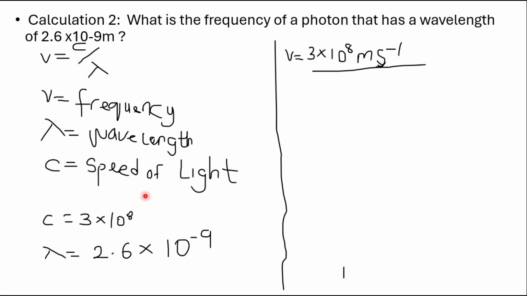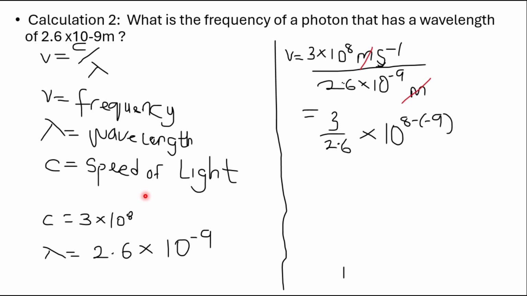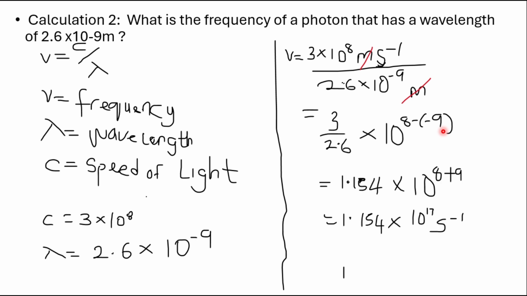And we have the frequency, the subject of the formula, equals 3 times 10 raised to power 8 meter per second over 2.6 times 10 raised to power minus 9, that is given as our wavelength in meter. The meter cancels the meter, we have 3 over 2.6 times 10 raised to power 8 minus 9, as this 9 will cross the division line. As it's crossing the division line, it's supposed to have a minus, and minus minus is going to give us a plus.